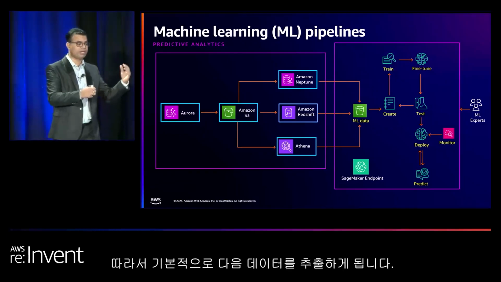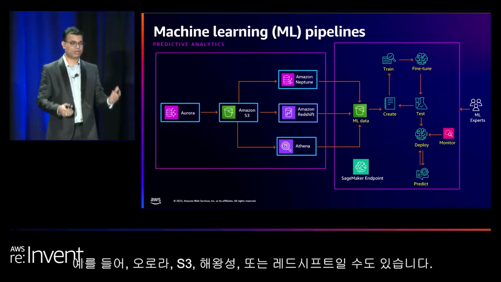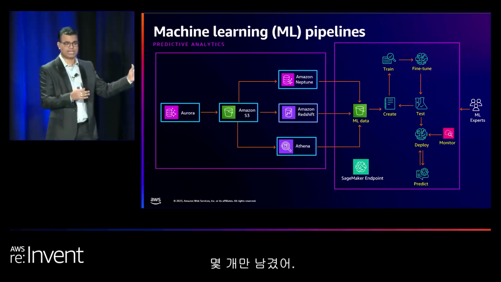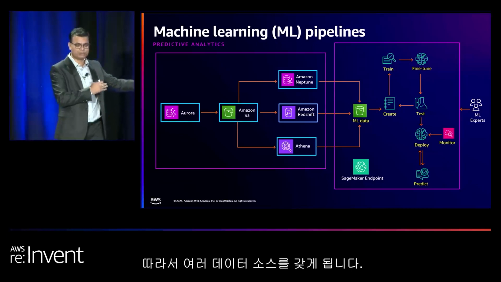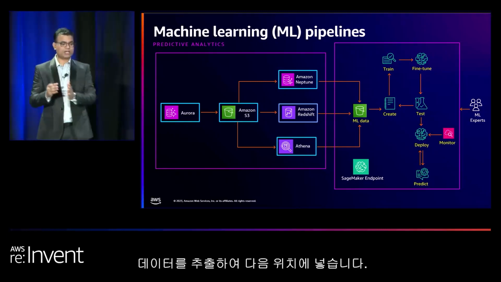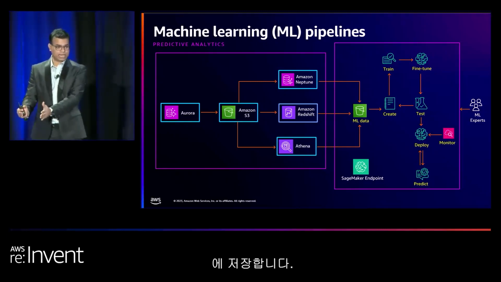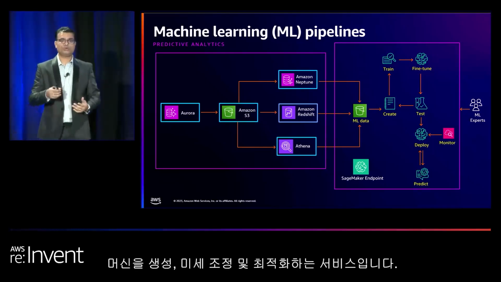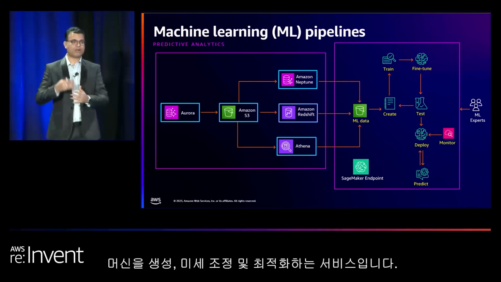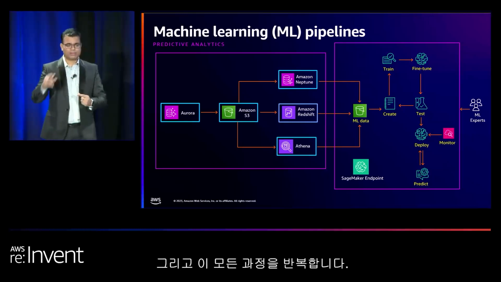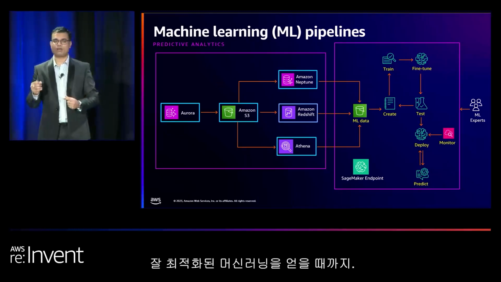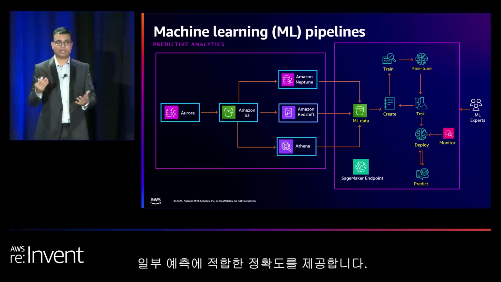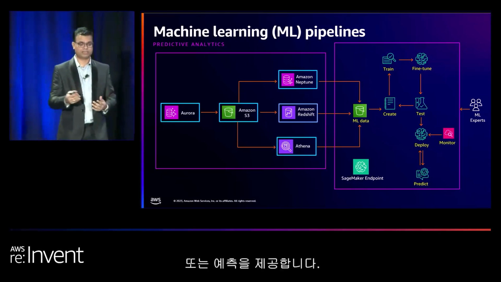So basically, you will be extracting the data from multiple sources, for example Aurora, S3, Neptune, or maybe Redshift. There are many more; I just kept a few. So you will have several data sources. You will be extracting the data, putting it in the ML environment on the ML side, and then using different SageMaker or ML services to create, fine-tune, and optimize your machine learning model. And you will repeat this whole process until you get a well-optimized machine learning model which meets the business requirements and provides the right accuracy for forecasting or predictions.